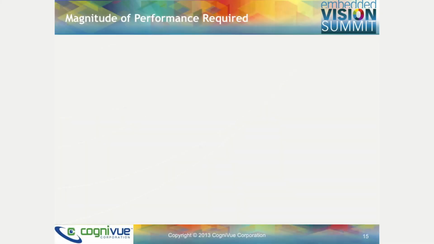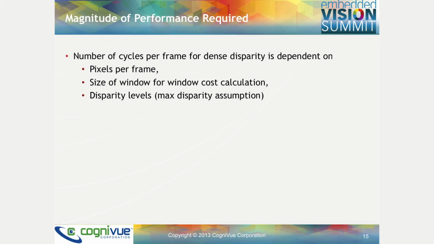So the whole computational cost, the operations, are dependent on the pixels per frame. So how many pixels do you have to work your way through in this dense disparity mapping? What the size of the window is, because that tells you how many correlation cost calculations you need to do per pixel per disparity level. And also how many disparity levels you have to work with, because that's how many times you need to repeat that for every single pixel in the reference frame.